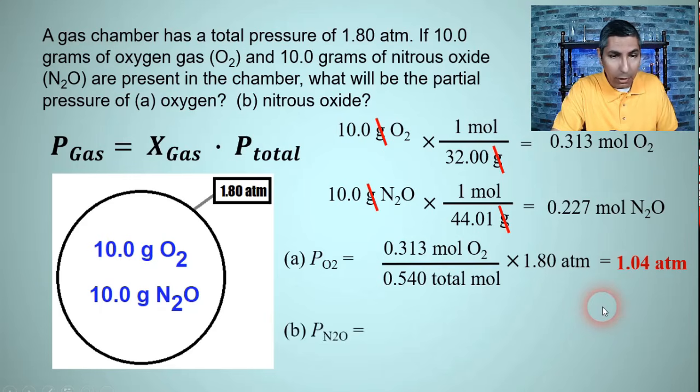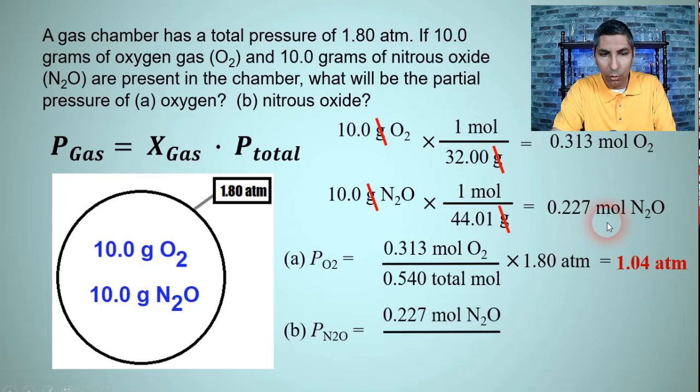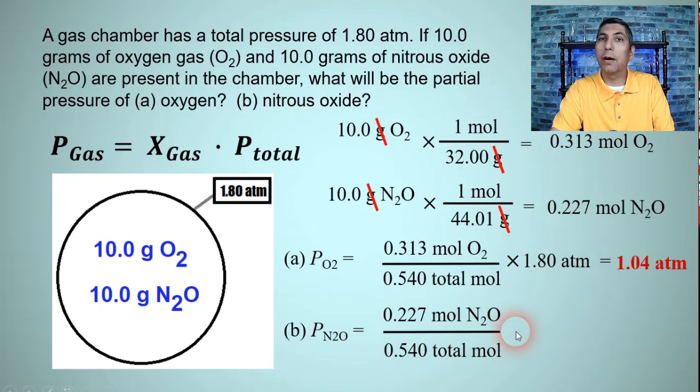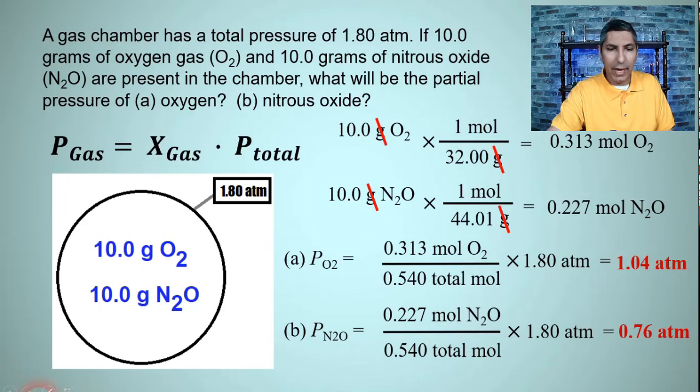I have to do the same thing in part B here for N2O. This time, I'm working with 0.227 moles of nitrous oxide, and the total moles is the same as it was before, 0.540, adding those two values together. And of course, I have to multiply this by the total pressure in the container, which is still 1.80 atmospheres. And when I do the math here and take 0.227 divided by 0.540 and multiply by 1.80 atmospheres, I find that the partial pressure of N2O is very close to 0.76 atmospheres.